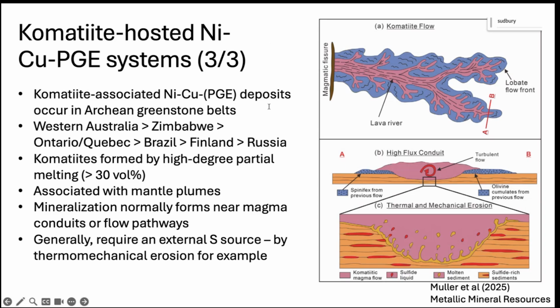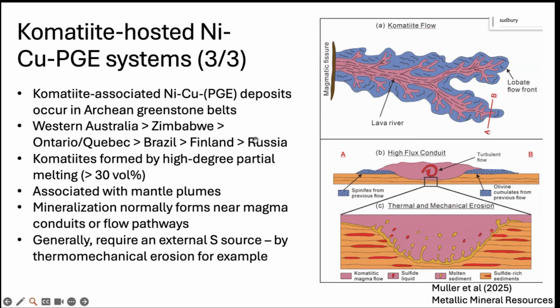Okay, so they occur in Archean greenstone belts. Typical examples are in Western Australia, Zimbabwe. There's some great ones in Ontario and Quebec, Brazil, Finland, and Russia. So if you think about the geography of those areas, those are all areas with old stable cratons, i.e. that have lots of Archean rocks. So they're high degrees of partial melting, perhaps greater than 30 volume percent, associated with mantle plumes, and forms along conduits or flow pathways. That's where the ore deposits form.